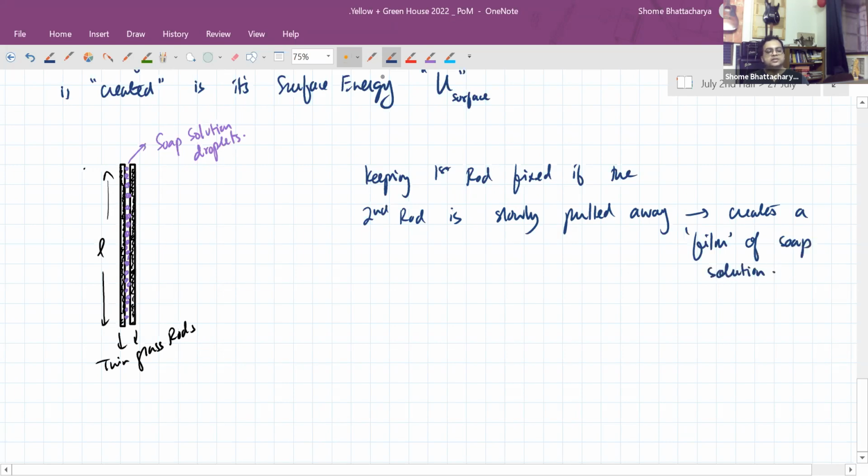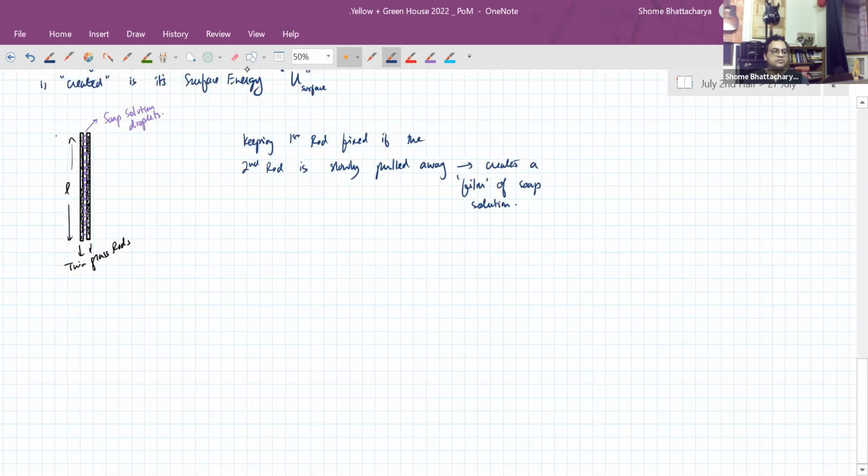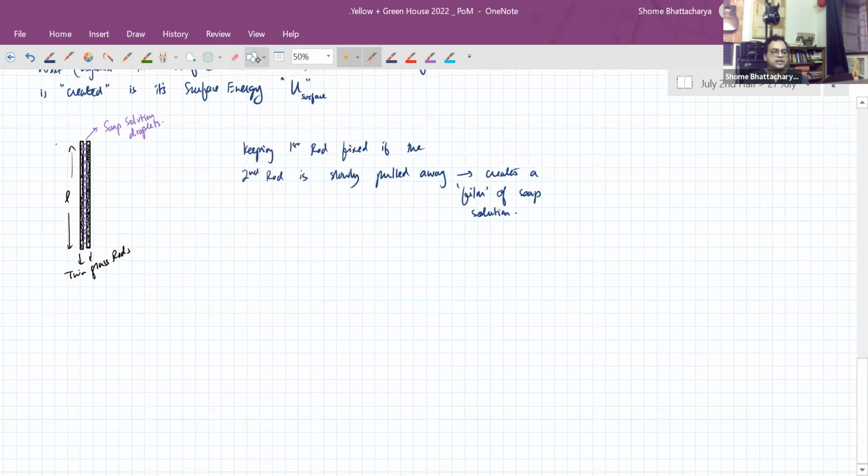But in the process of creation of that soap solution film, and therefore the surfaces of that film, we'll have to do some work against the surface tensional force. And that work gets stored in the system, in this case the surface of liquid, as potential energy. So this is fixed, and the second one is being moved away very slowly. And as it is being moved away, you are stretching out a film of soap solution.